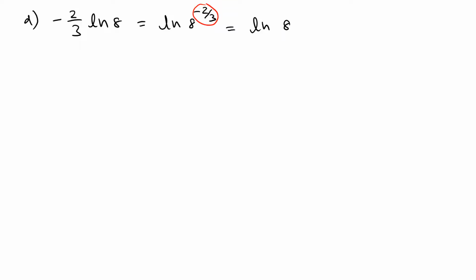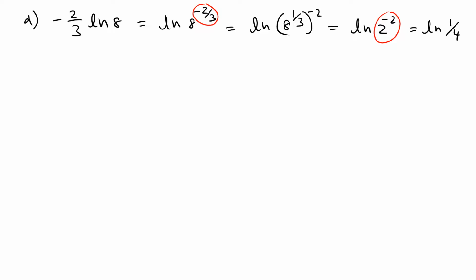So ln, how to simplify this? You can write this one as 8 to the 1/3 and then negative 2 power. 8 to the 1/3 means 2, so this is ln 2 to the negative 2. So 2 to the negative 2 means 1/4. So you can write this one as ln 1/4.